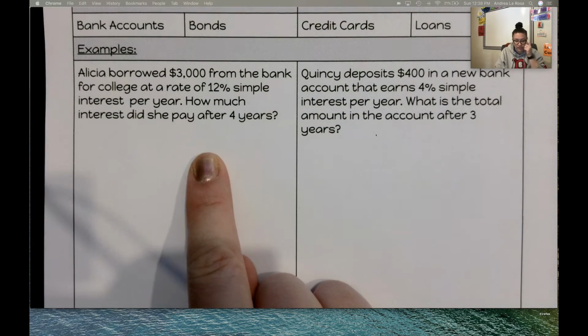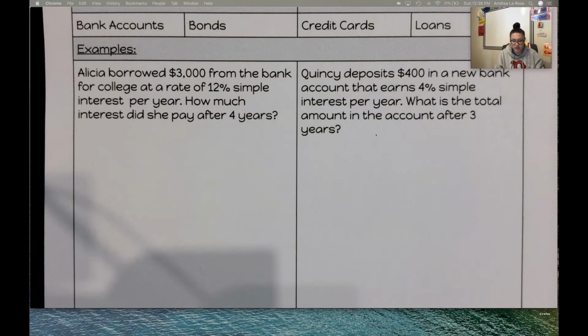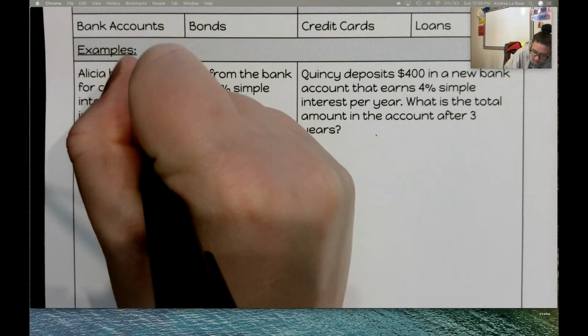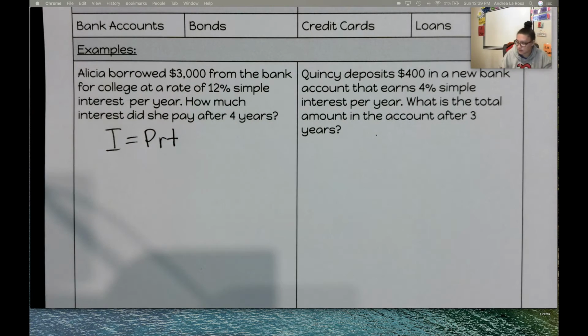Our first example says Alicia borrowed $3,000 from the bank for college at a rate of 12% simple interest per year. How much interest did she pay after 4 years? So remember, we want to start off with our formula. Start off with our I = PRT. I equals PRT.